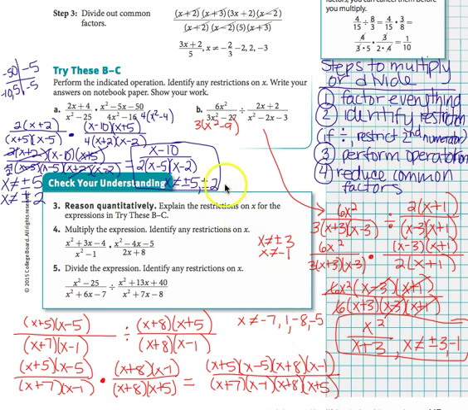So then I reduce my common factors, x plus 5 in both places, x minus 1 in both places, x plus 8 in both places. So look at all that go. And so I end up with x minus 5 over x plus 7 with the restrictions that x cannot be, I'm going to list them in order: negative 8, negative 7, negative 5, and positive 1.